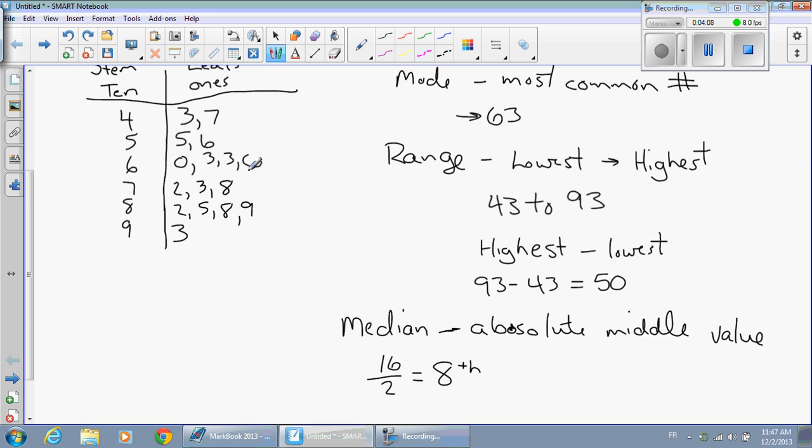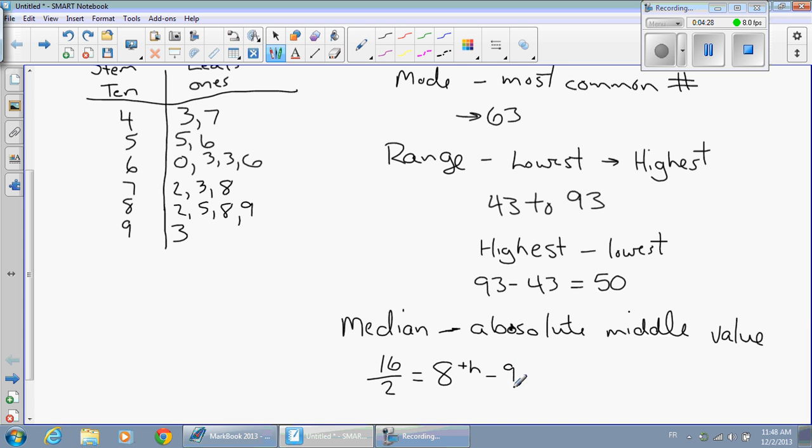So in this case, our middle value needs to be the, I messed up. So in this case, because we have an even set of values, it has to be the value in between the 8th and 9th value. So I messed up on this one.